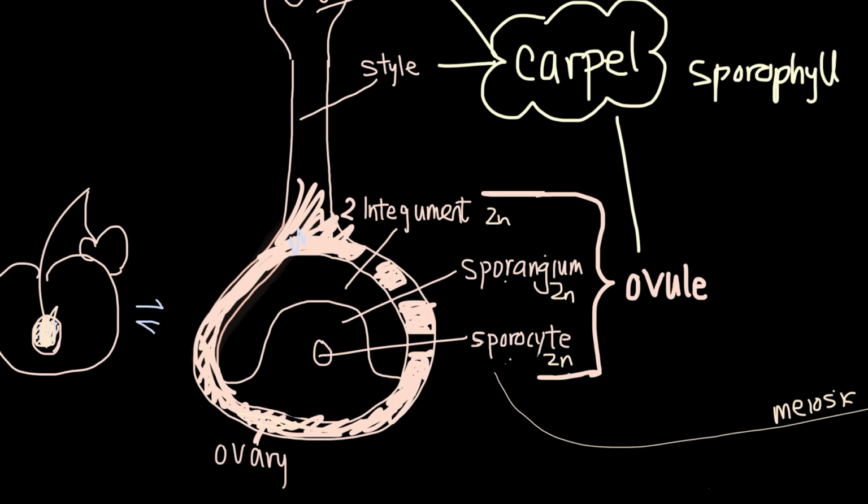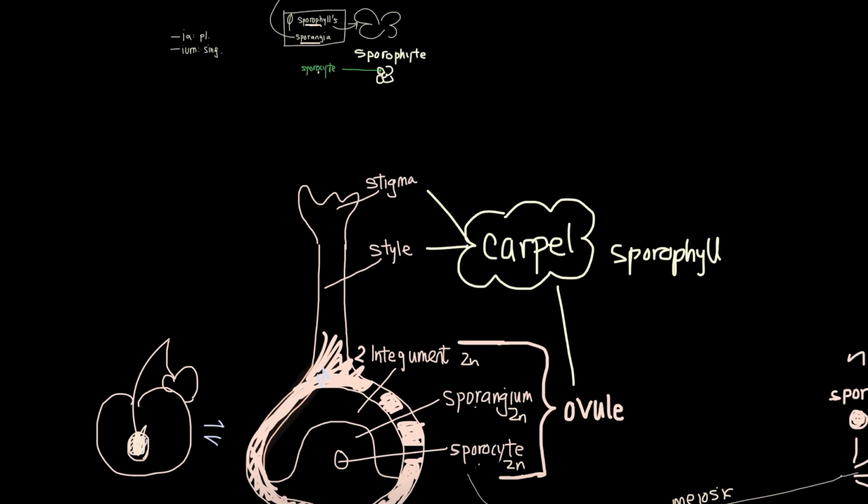Now inside the ovule are two integuments, which is for protection. And by the way, in gymnosperms, which is also a seed plant, there is only one integument, whereas in angiosperms here, there's two integuments. And all of this inside the ovule is diploid. Inside the integument is a sporangium, which contains a sporocyte. A sporangium, according to alternation of generations, is the same as sporangia. It's just a question of singular and plural.